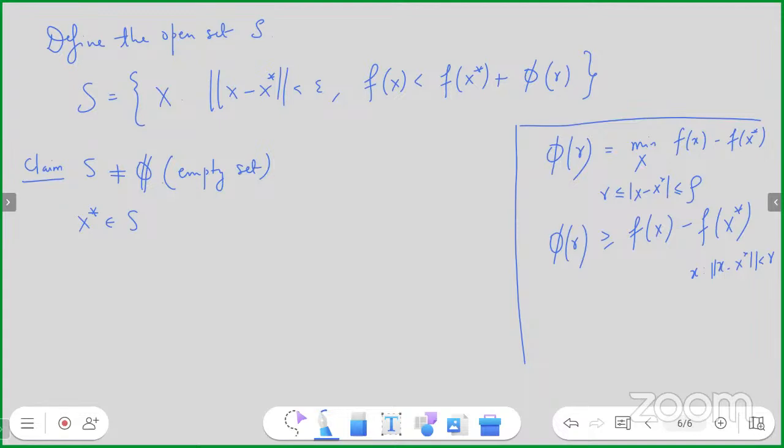Are you convinced? So x star belongs to S, and since f is C1, S is not empty. Can you find another point? You just need to get small enough, that's all. You can always write that down appropriately. You can go back home and do it.